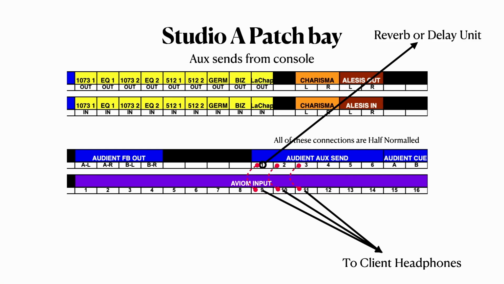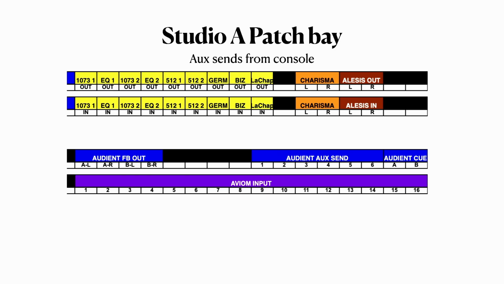We can do that. So the auxiliary send is not only feeding the headphones on channel 9, but it's also being fed from auxiliary 1 to the reverb or the delay unit. Okay, so because it did not break the normal, auxiliary 1 is still sending to headphone input number 9 on the Aviom. Okay, but let's say we send something else.